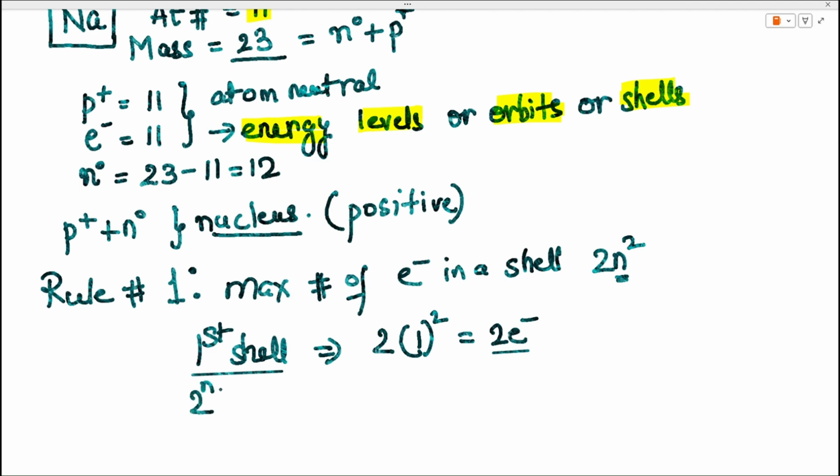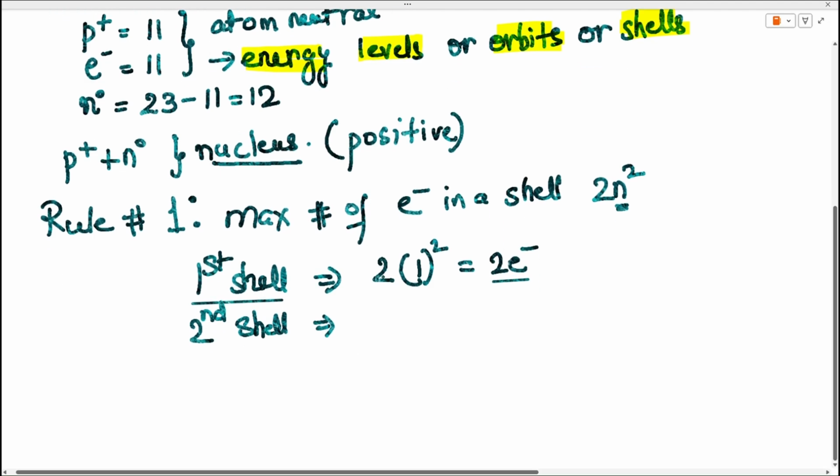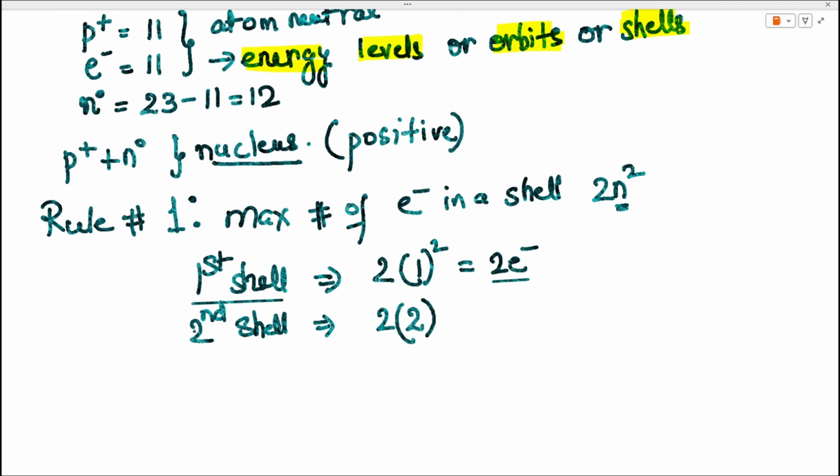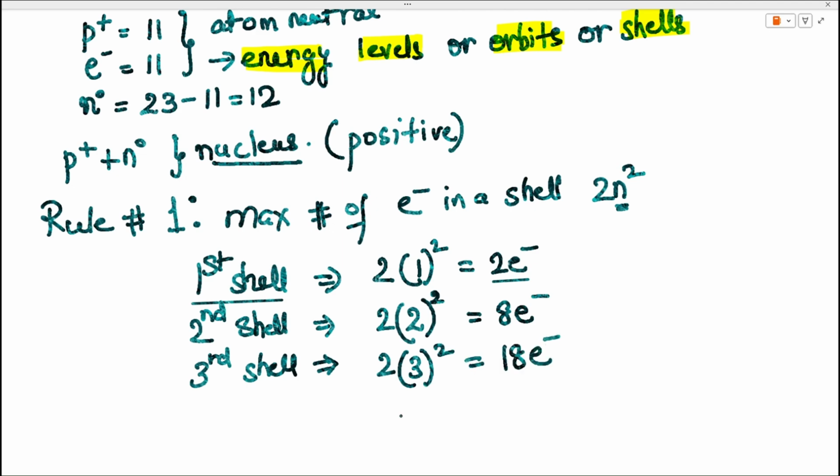Now let us look into how many maximum electrons the second shell can have. The second shell can have 2 times n squared, where we put n as 2 because we are talking about the second shell, and this gives us 8 electrons. Third shell, I think you can also do it now. The third shell will have 2 times 3 squared, which is equal to 18 electrons. We can keep going by this formula and calculate the maximum number of electrons which a shell or an energy level can hold.